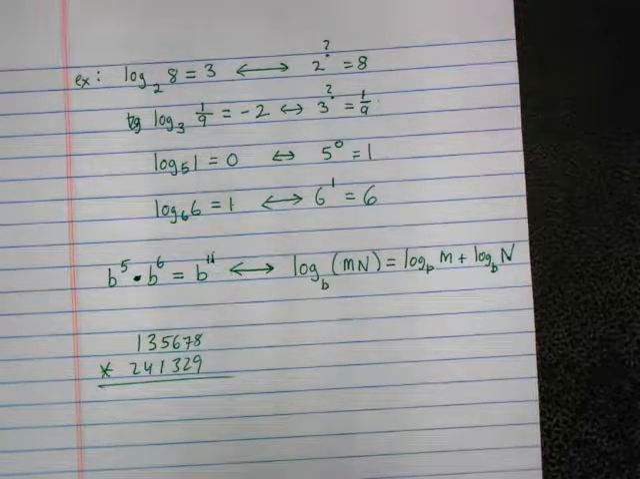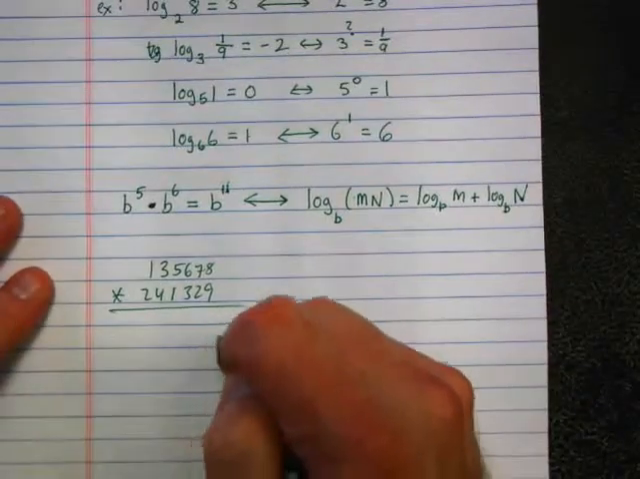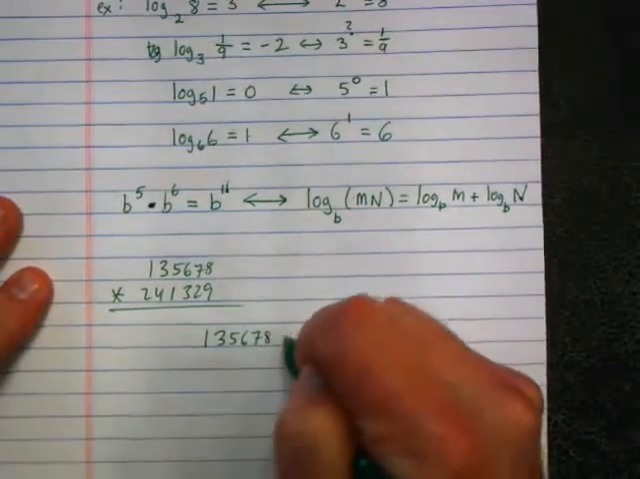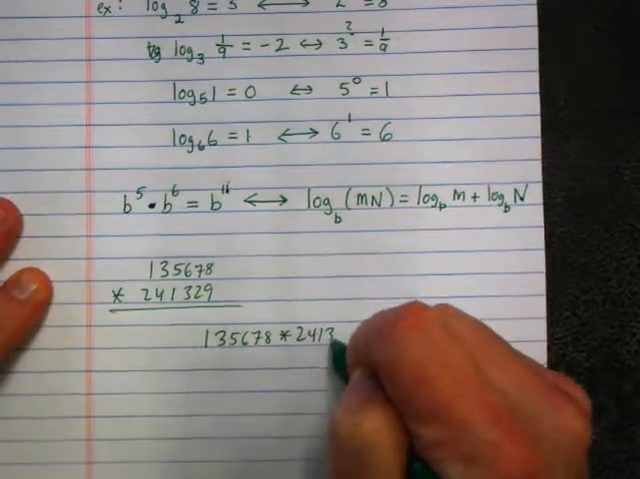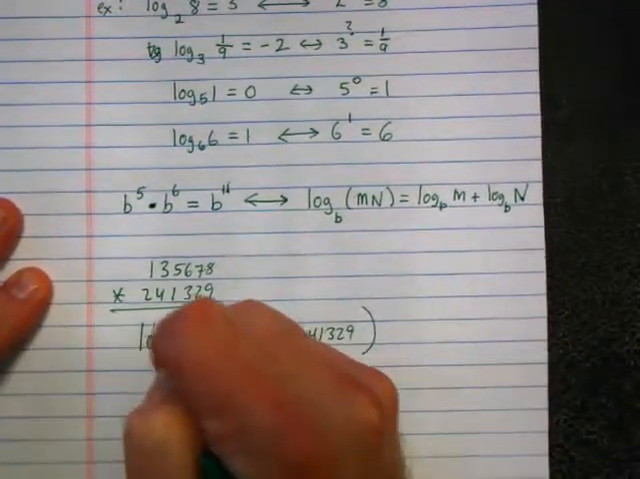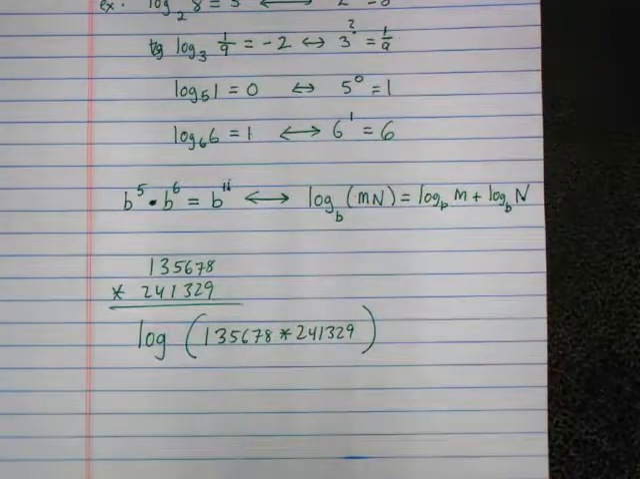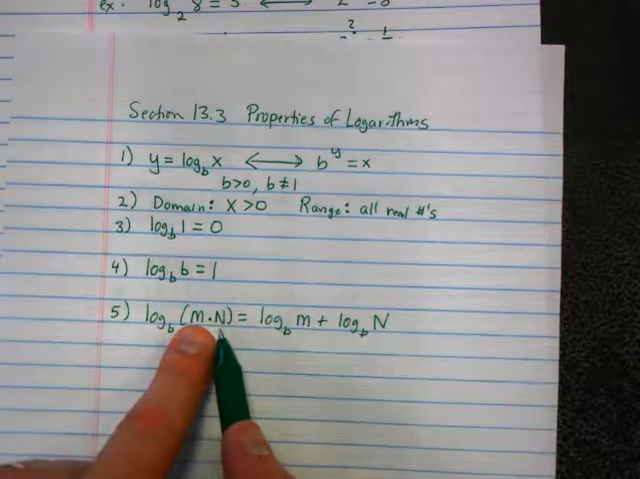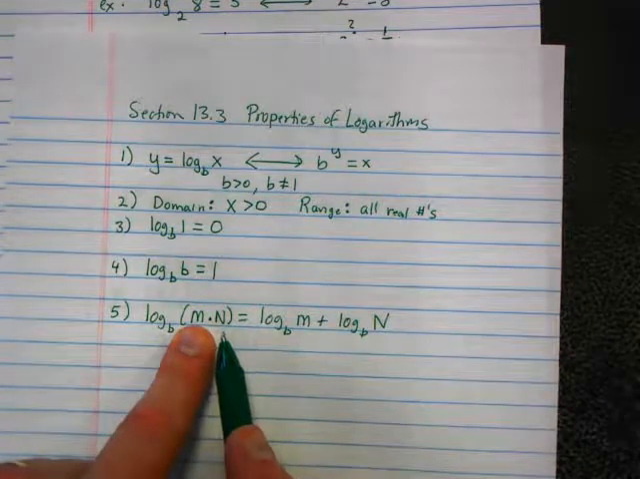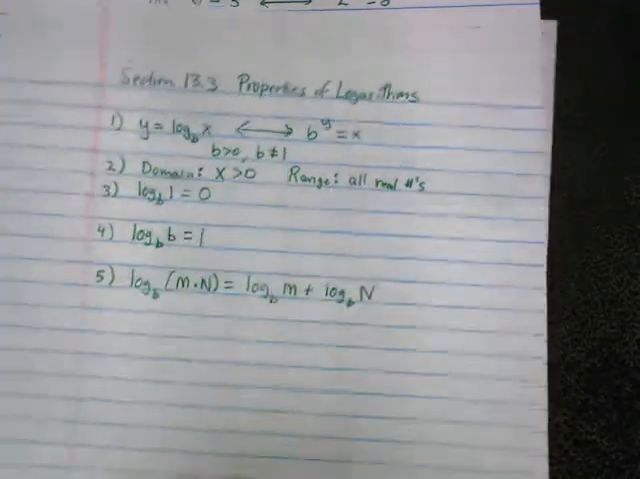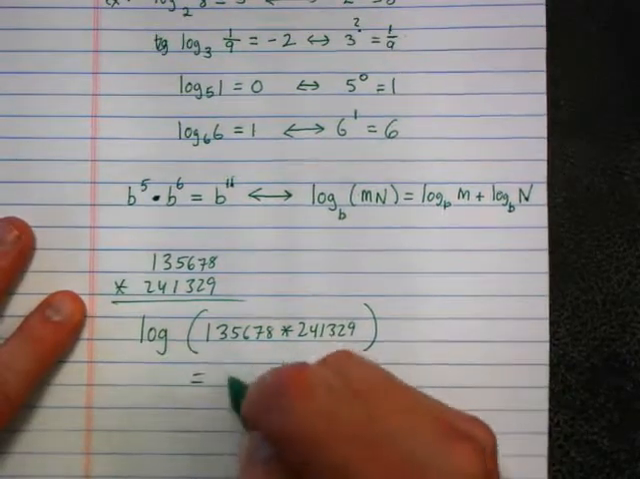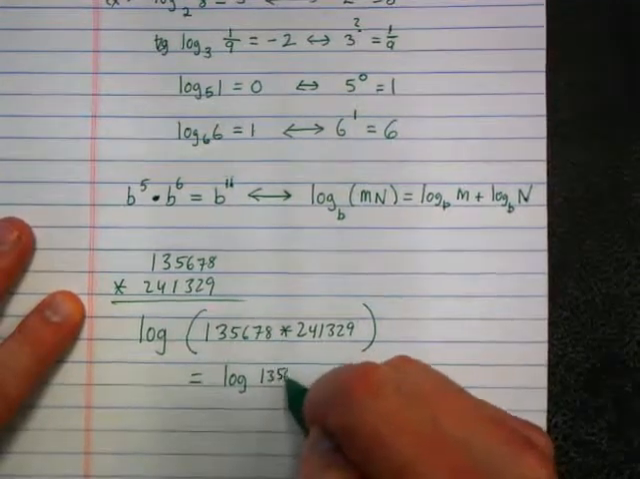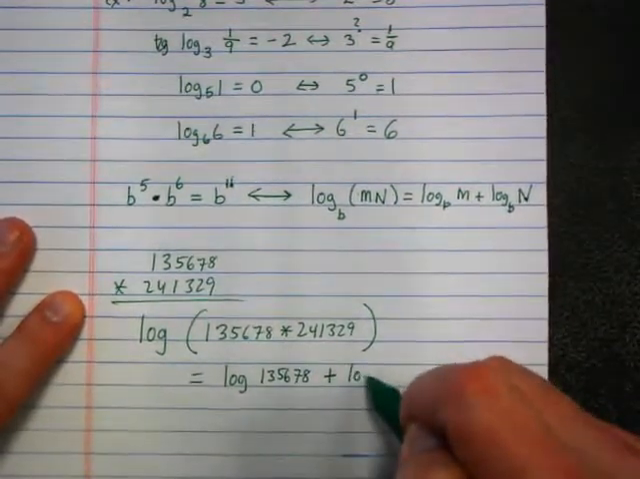Well, here's what John Napier said. John Napier said, I'm not going to multiply those together. I'm too lazy. What I'm going to do is take 1, 3, 5, 6, 7, 8 times 2, 4, 1, 3, 2, 9, and I'm going to whack them with a logarithm. And what did this rule just say logarithm did to multiplication? Logarithm turned multiplication into addition. So this allowed Napier to find the log of this number and add the log of that number.